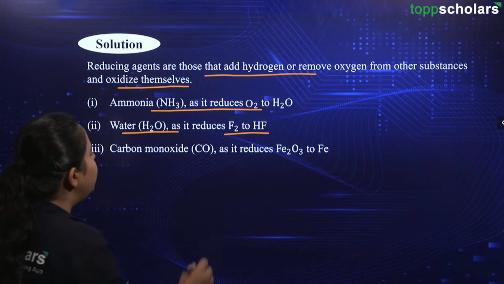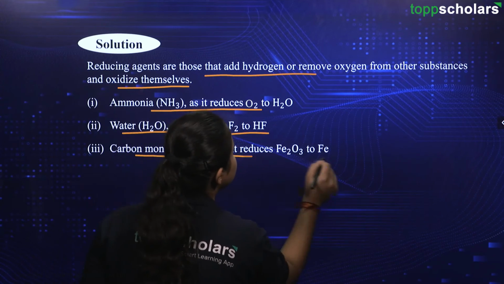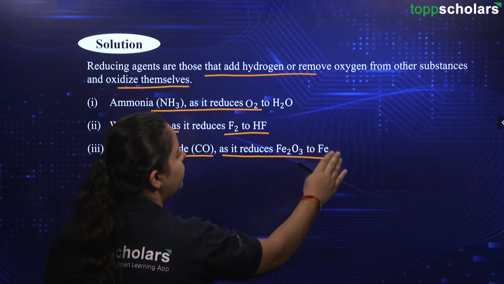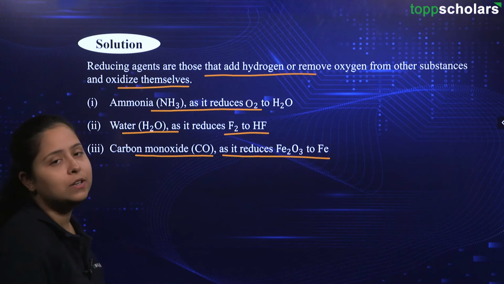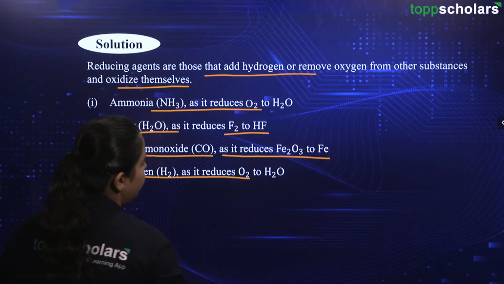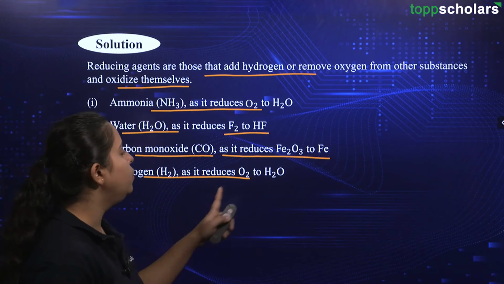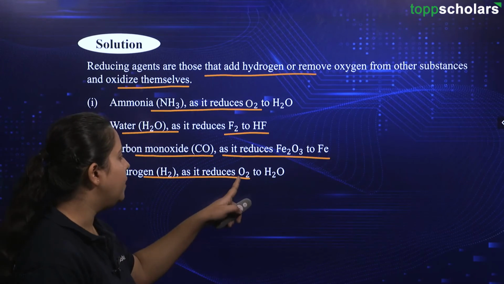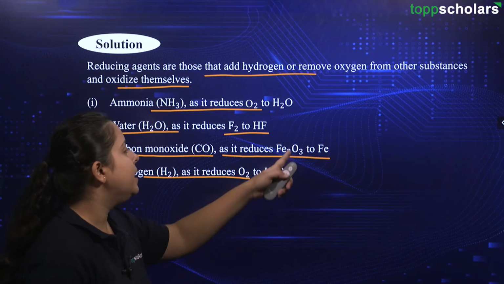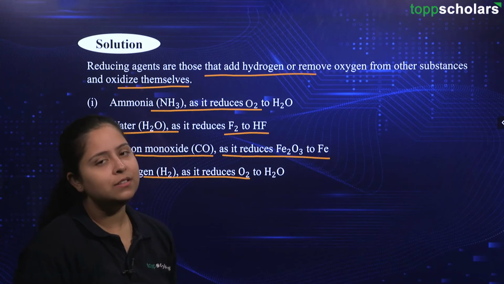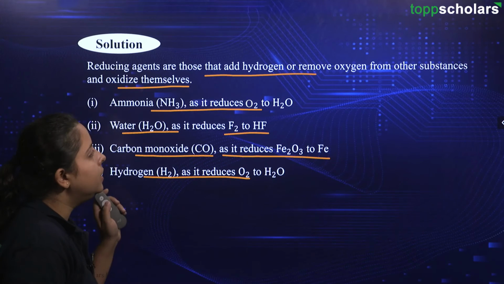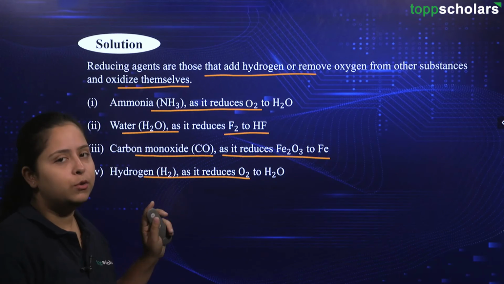Third one, carbon monoxide, CO, as it reduces Fe2O3 to Fe. So Fe2O3 is now reduced to Fe. Hence carbon monoxide is the reducing agent. Next one is hydrogen gas as the reducing agent because it is reducing O2 to H2O. Alright. Hydrogen was not there, now it is there. Over here, how come it is reduction? Because there was oxygen and now there is no oxygen. So, loss of oxygen is also reduction. Alright. So, these are the reducing agents that we were supposed to find out.